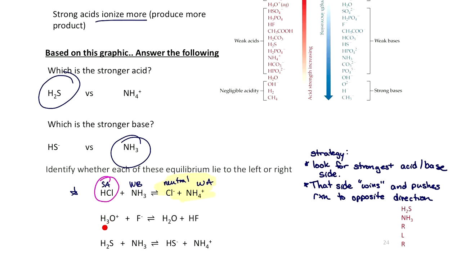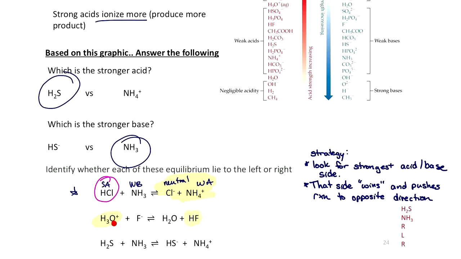H3O plus or F minus? What is my acid? It has to be H3O plus. What's the giveaway? Yeah, it's the only thing with hydrogens. Okay, what about this? H2O and HF, which one is my acid? HF is my acid, perfect.